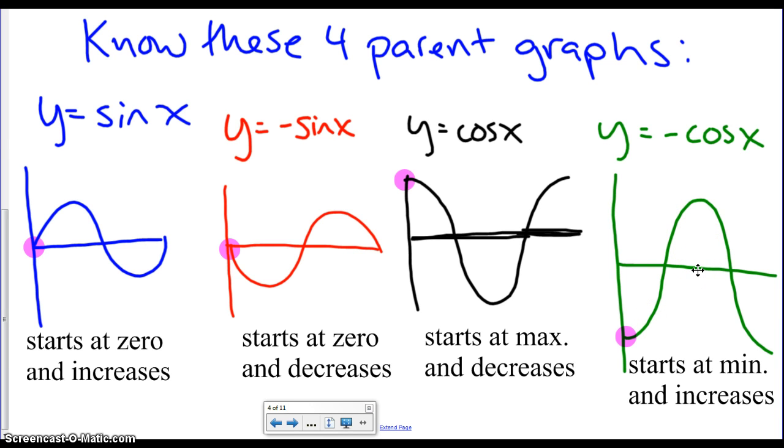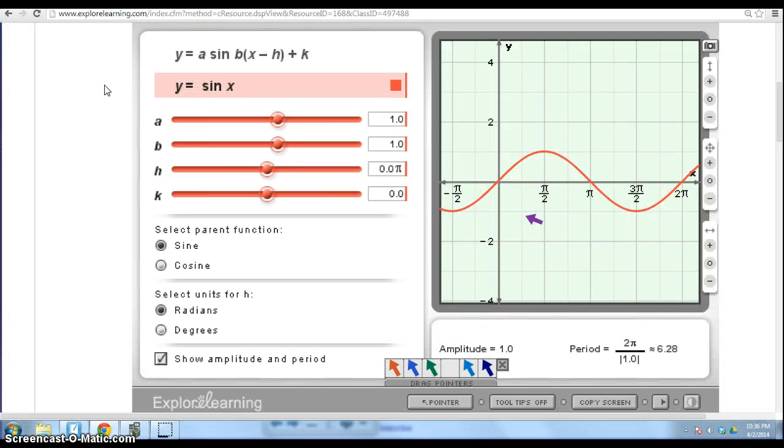I want you to put all those four functions in your notes and then take some color, if you can find some color, or at least make a big blob right where I've got those purple dots. That indicates the key point to recognize the start of one of those parent graphs. Now let's go back to our gizmo here, and I'm going to name this same graph using either a cosine, a negative cosine, or a negative sine.